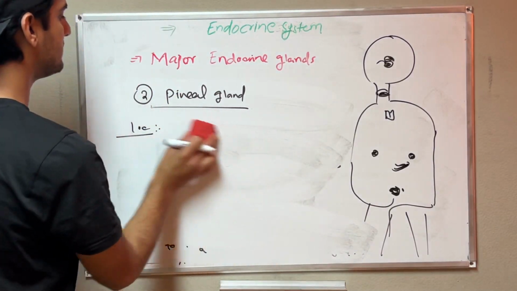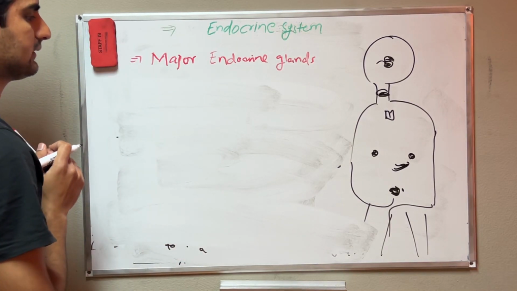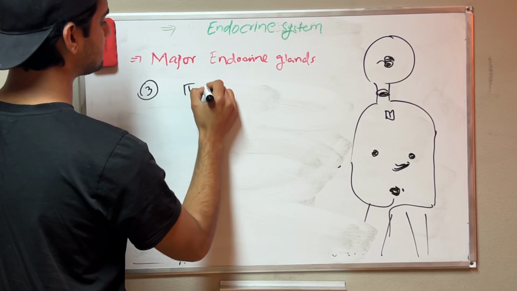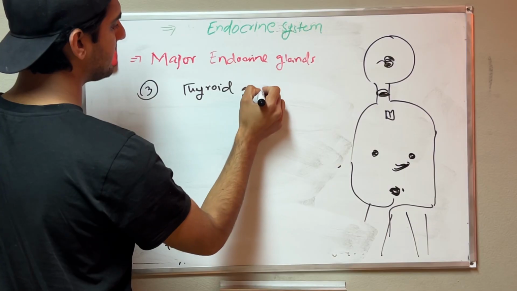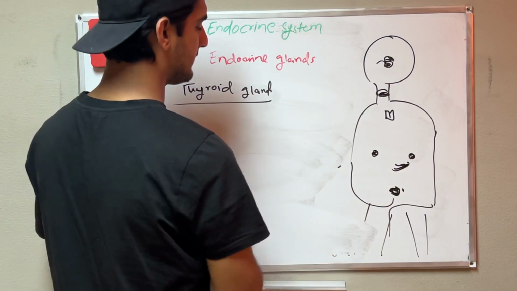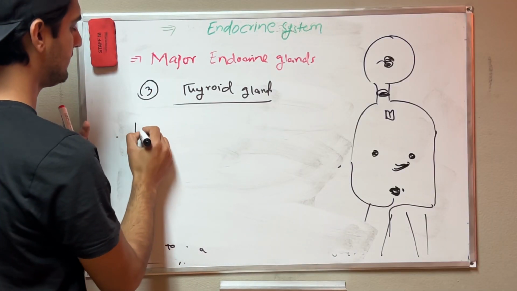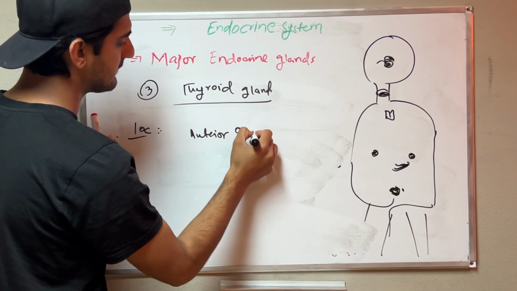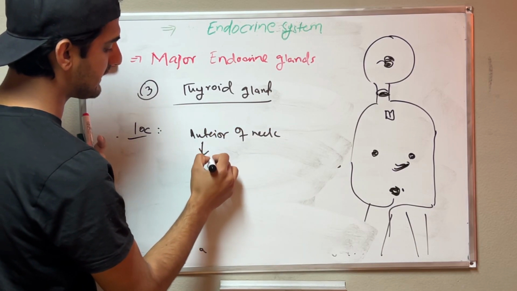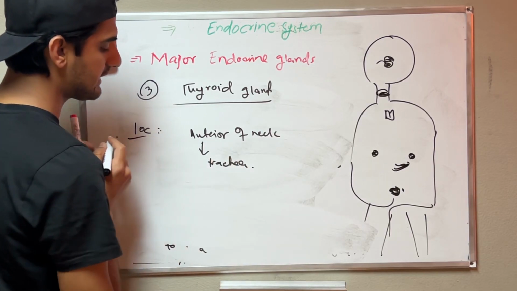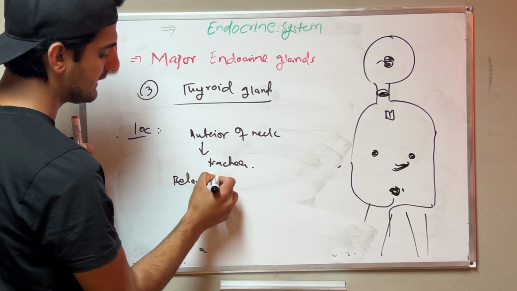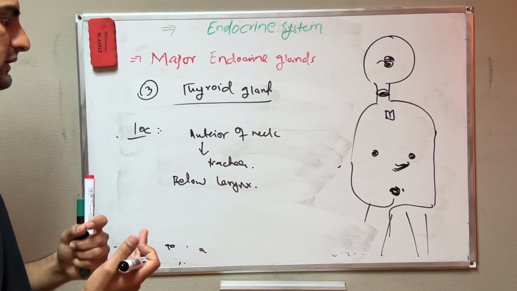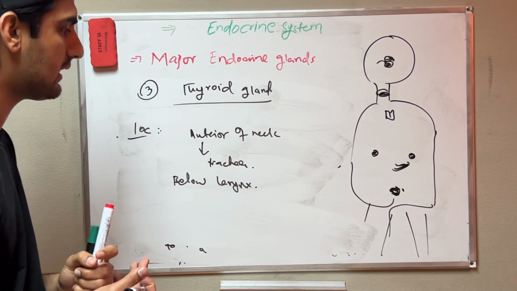Now the third major gland of the endocrine system is the thyroid gland. Here is the thyroid gland. If you remember, it is simply located in the neck, in the anterior of the neck, or anterior to the trachea, and below the larynx. That is, it is below the larynx and anterior to the trachea. Okay, this is the location of the thyroid gland.